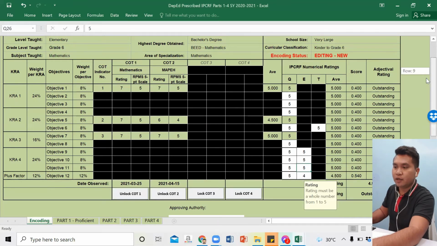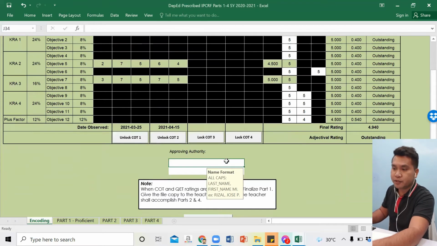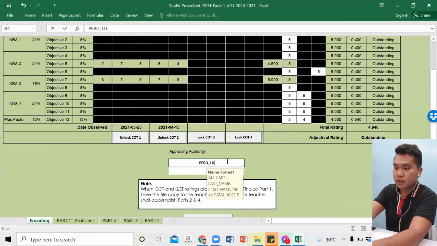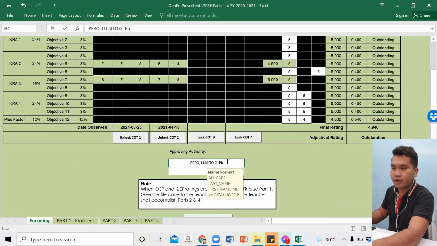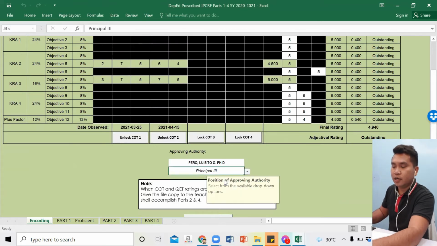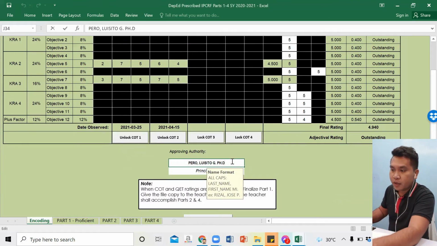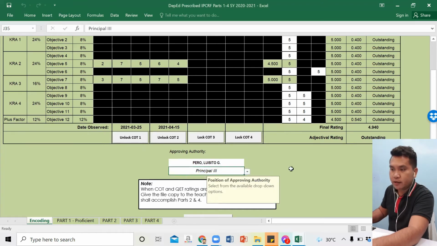So the approving authority must be the name of the school head. Again, all capital letters: last name, first name, and the middle initial. So Peru, Luisito, G, PhD. Okay, next, position. Here on the name of the school head, it's okay not to include the PhD. So Principal 3.